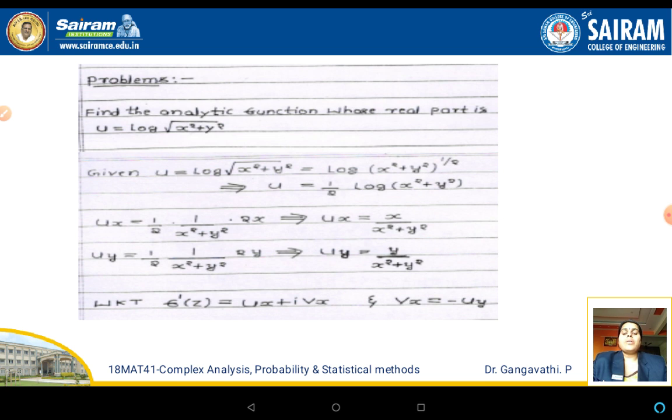Given u is equal to log of the square root of x square plus y square. So this is our given function. And as it is, it becomes a little difficult for us to differentiate because the square root is there.